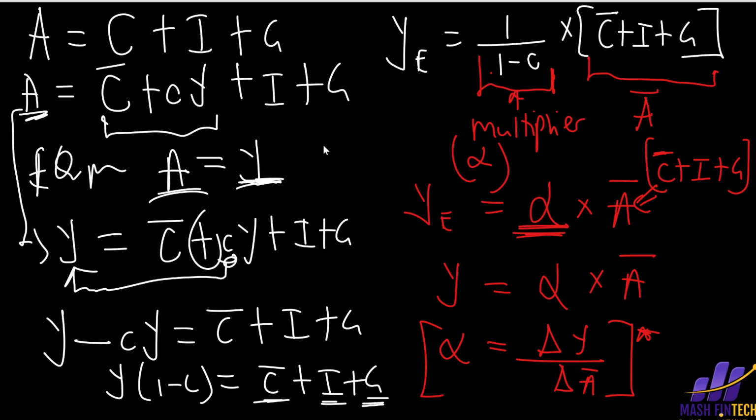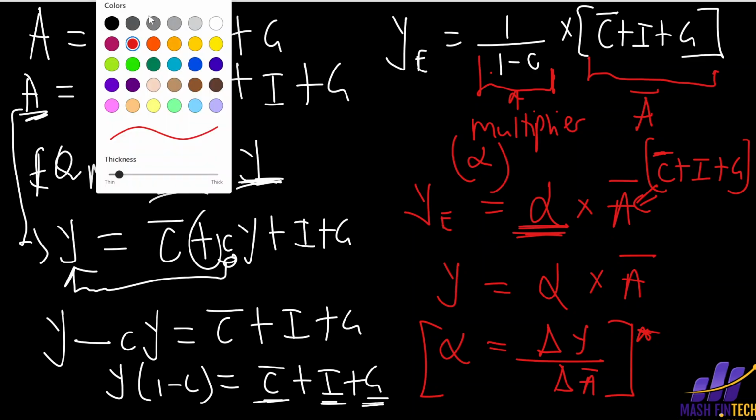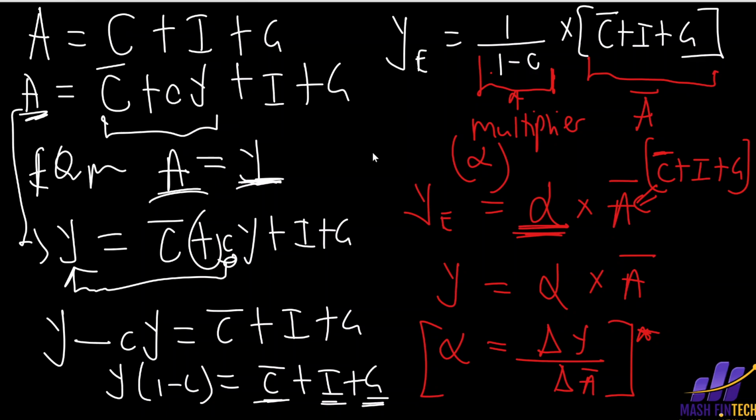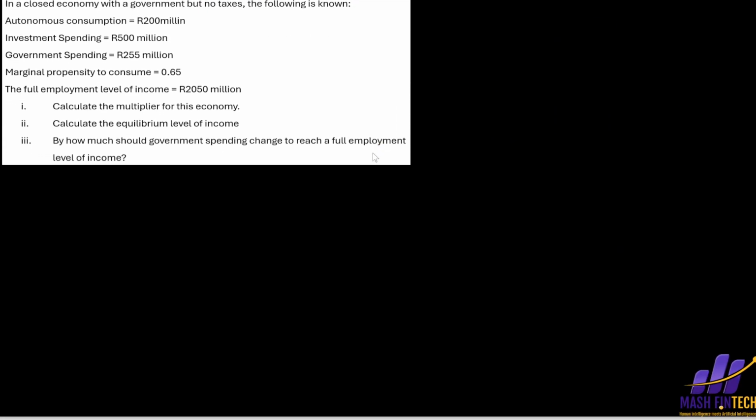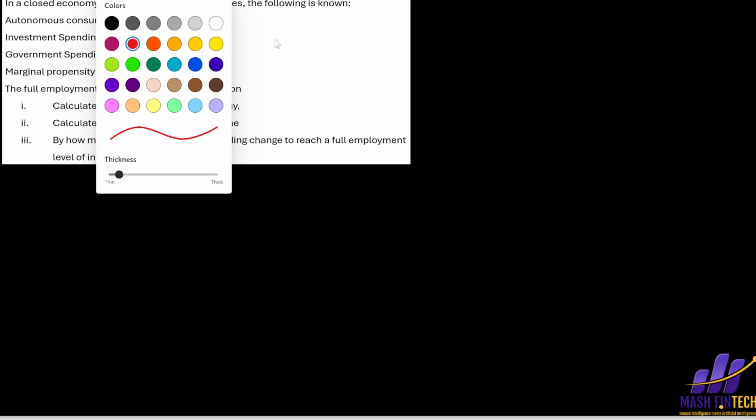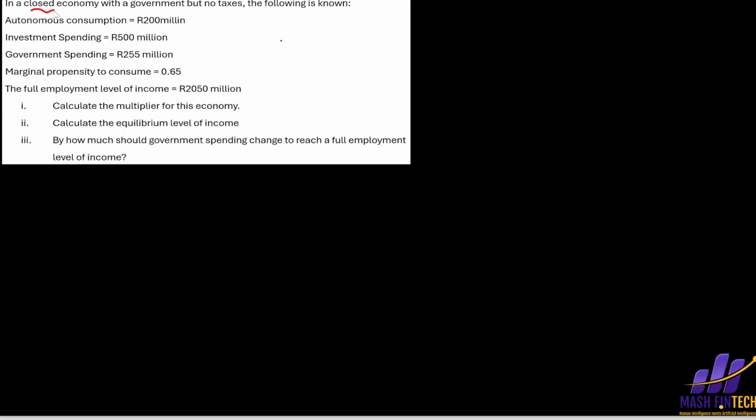All right. Let's look at an example. We're going to do an example now to help with your understanding. We have a closed economy. If an economy is closed, it means that there is no government and no foreign sector. That's what closed economy means. Sometimes they use the word autarky. This means that the economy is closed, there's no interaction with the rest of the world.